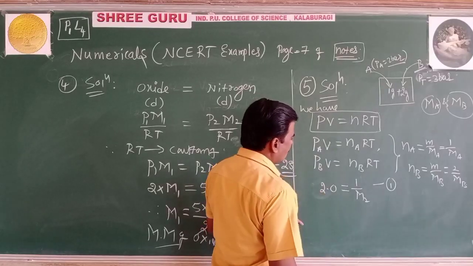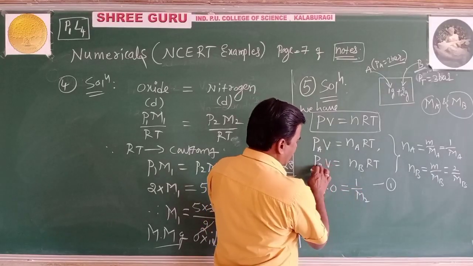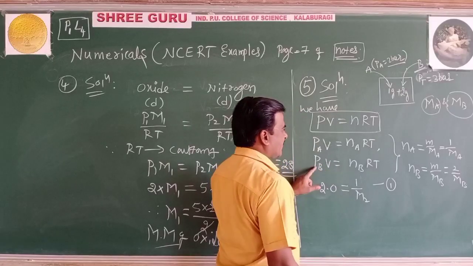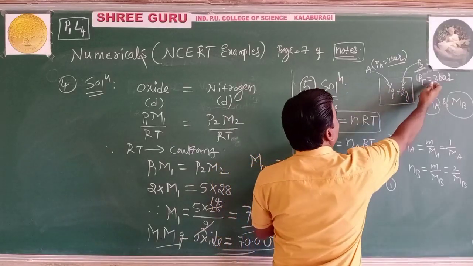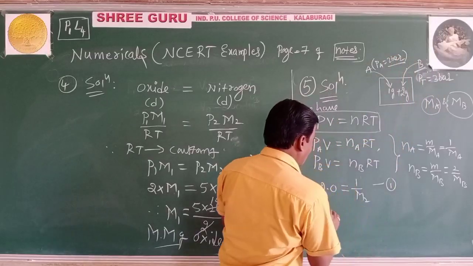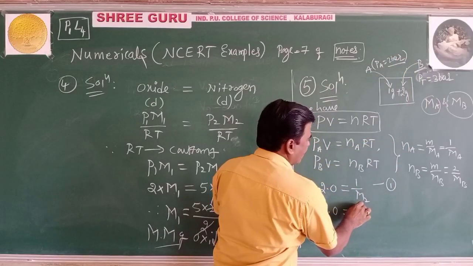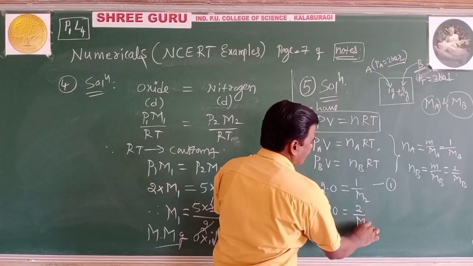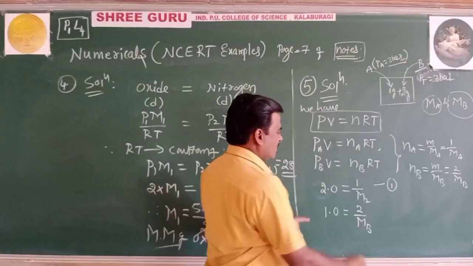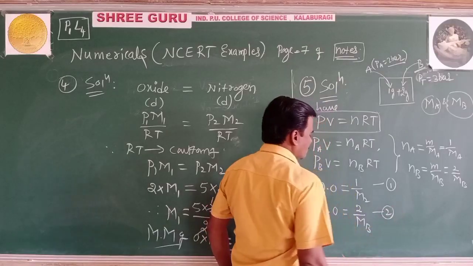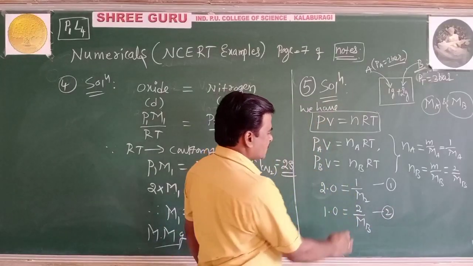Similarly, apply it for PB. What is the pressure of gas B? Total pressure is 3, 3 minus 2 is 1 bar, which equals 2 divided by MB. Call this equation 2. This is for B.